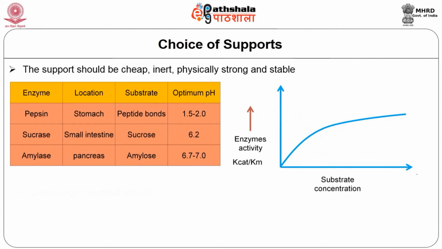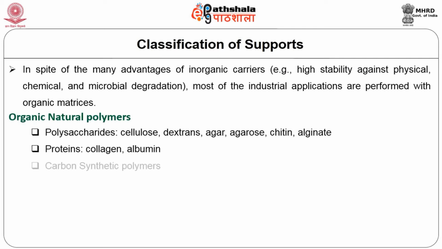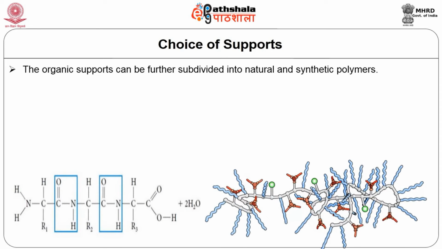Ideally, it should increase the enzyme specificity, shift the pH optimum to the desired value for the process, and discourage microbial growth and non-specific adsorption. Supports can be classified as inorganic and organic according to their chemical composition. In spite of the many advantages of inorganic carriers, that is high stability and resistance to microbial degradation, most of the industrial applications are performed with organic matrices. The organic supports can be further subdivided into natural and synthetic polymers.